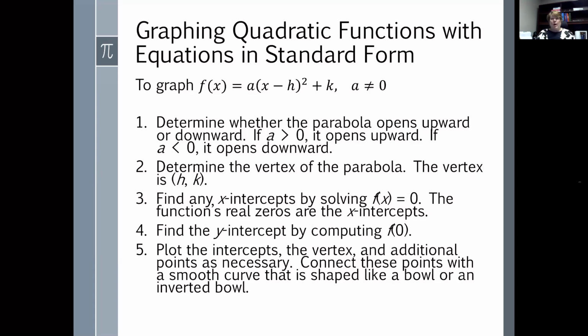Remember, if you're on the y-axis, x is equal to 0. So we can find the y-intercept by evaluating the function at x equals 0. Then you plot the intercepts, the vertex, any additional points as necessary, and connect the points with a nice smooth curve that's shaped like a bowl that opens up or an inverted bowl that opens down.